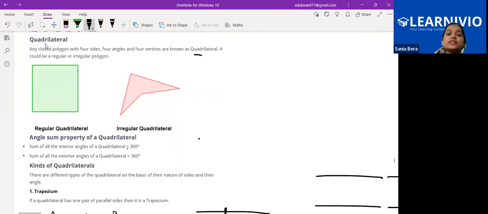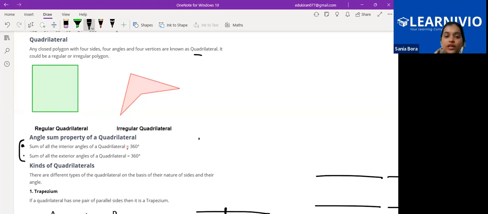So now the next is quadrilateral. Any closed polygon with four sides, four angles, four vertices is known as a quadrilateral. It can be regular or irregular. This is regular; for regular, I have already told you all the sides should be equal and all the angles should be equal. This is irregular. Now the sum of all the interior angles of a quadrilateral is 360 and also the sum of the exterior angles of a quadrilateral is 360. Fine, everybody?